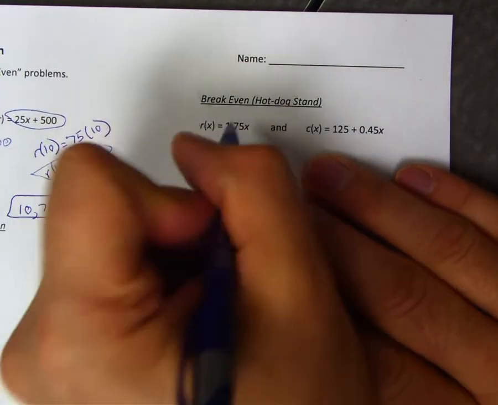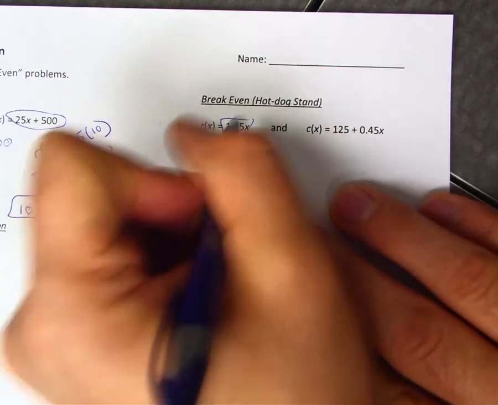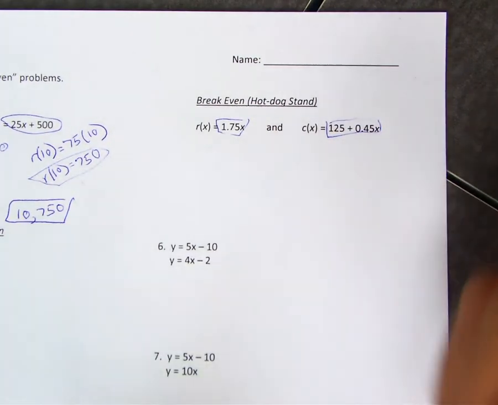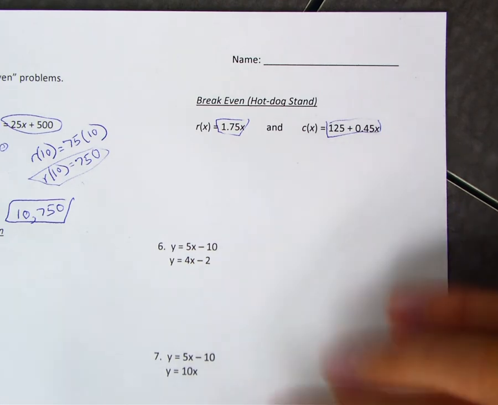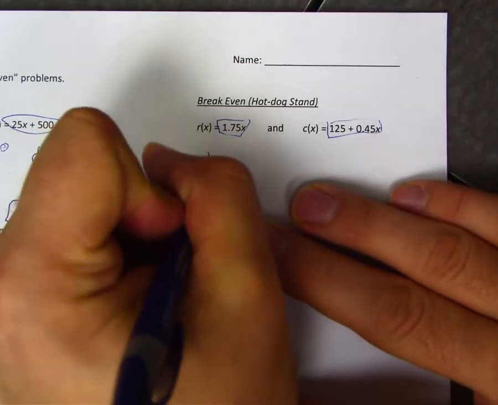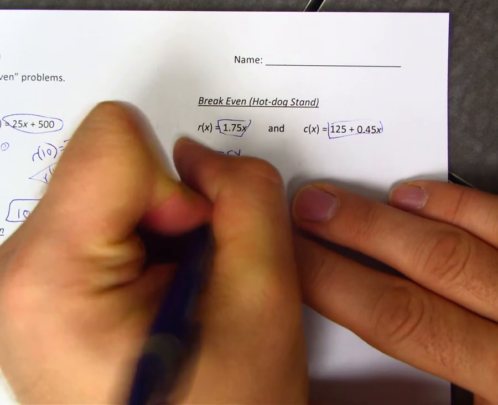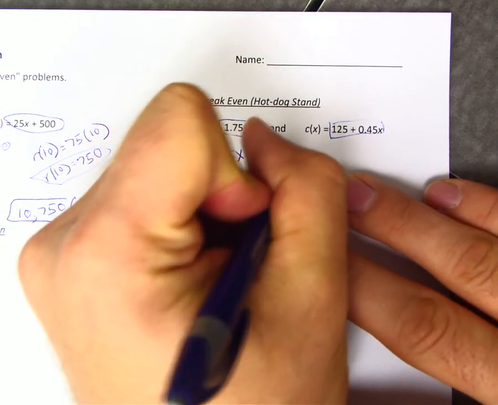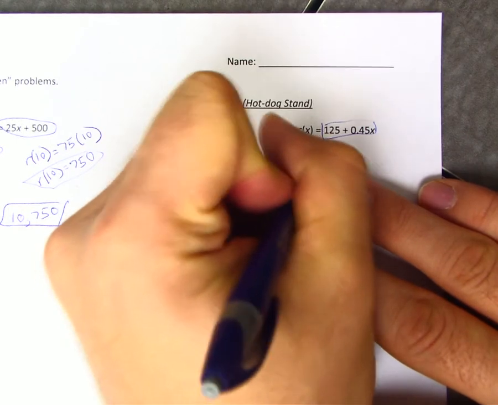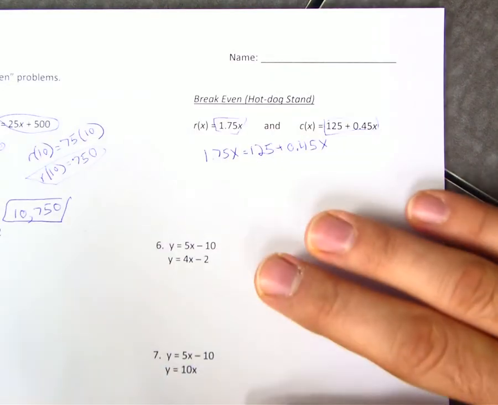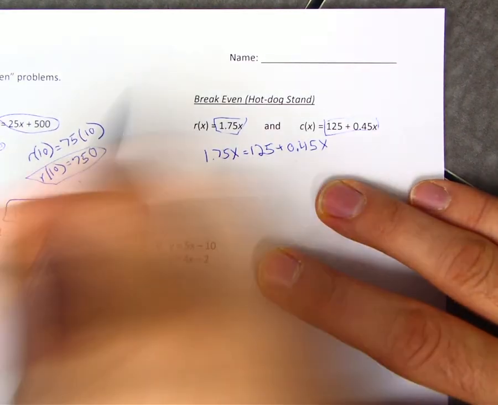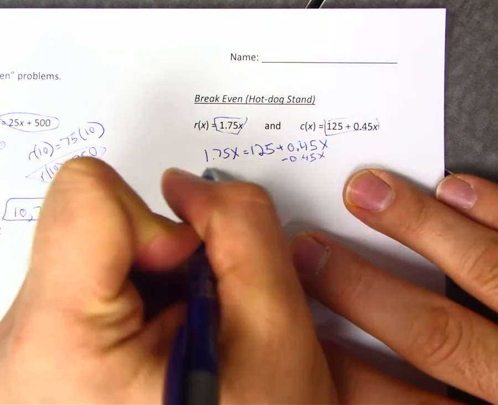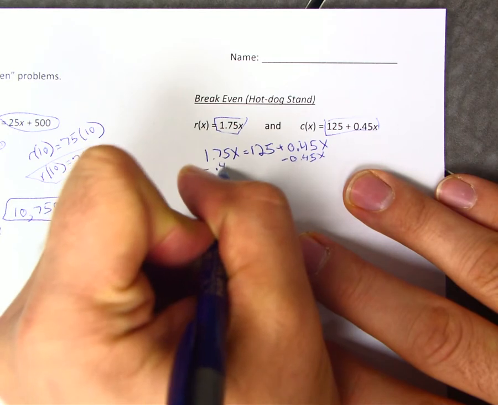Okay, the hot dog one, we're going to do the same thing. We're going to take this right here, and we're going to take this right here. And since we want them to be equal to each other, we want the revenue to equal the cost for them to break even, we are going to set them equal to each other. 1.75x equals 125 plus 0.45x. Right? And then we are going to go ahead and subtract the 0.45x from both sides because it is the lower of the two.